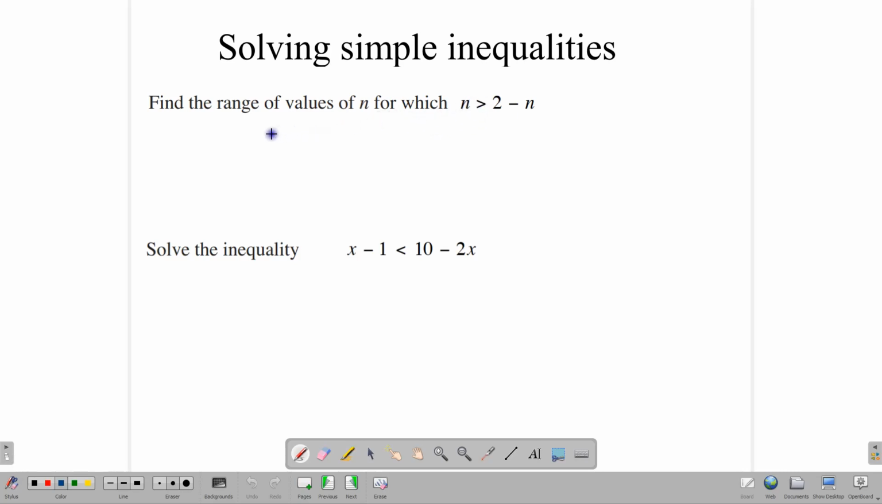So here we have n is greater than 2 minus n. So we are going to reorganize this equation by grouping like terms. This minus n would be grouped on that side with that other n.